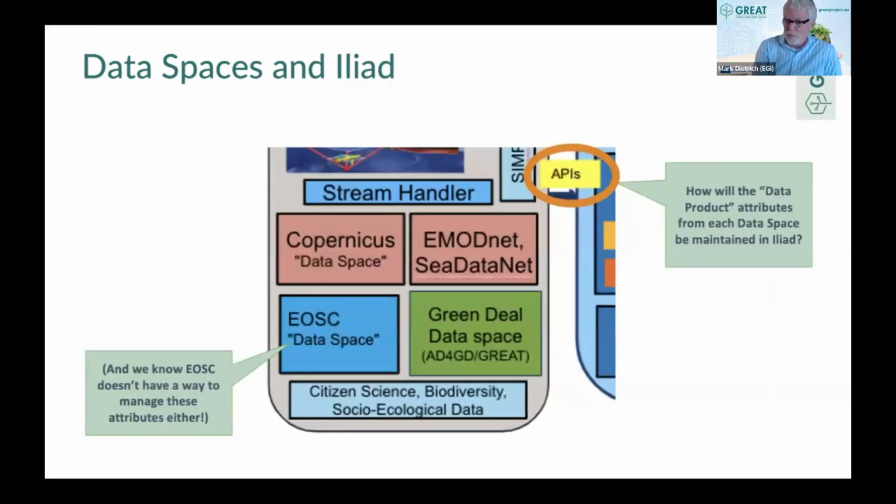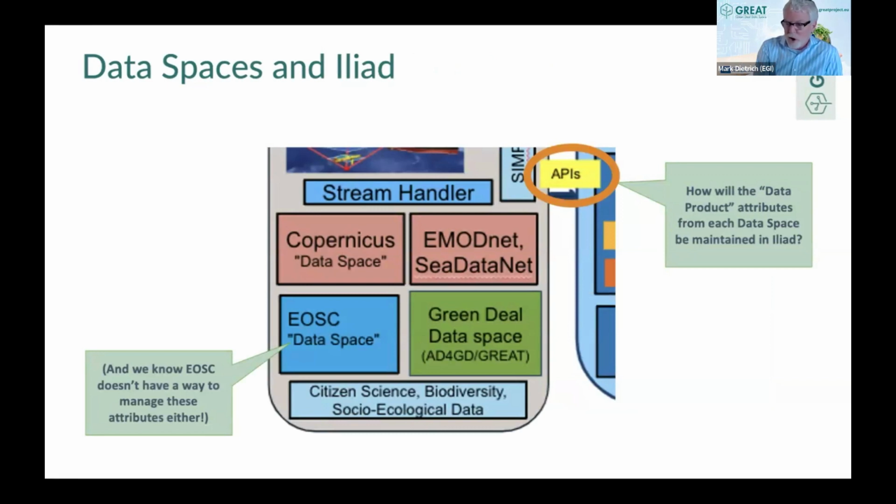Another example, another picture: this is the Iliad, and we see Copernicus data space, EOSC data space, and the Green Deal data space, and then up in the upper right corner, a lovely and multi-talented API that's going to move data from these sources into the digital twins. And again, I have exactly the same question.